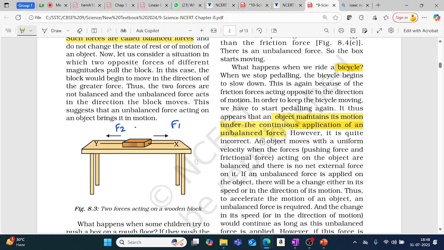So an object moves with uniform velocity when the forces acting on the body are balanced. As long as it is balanced, it will continue to be in motion. There is no net external force on it.